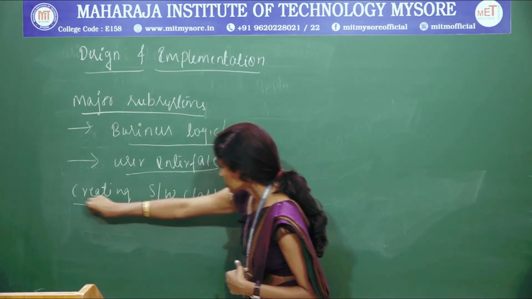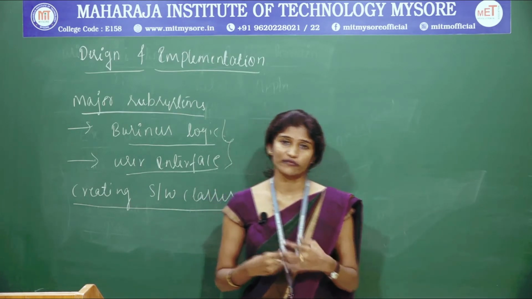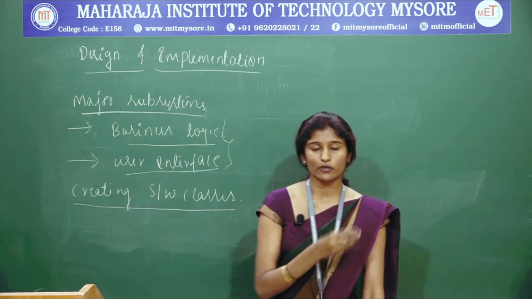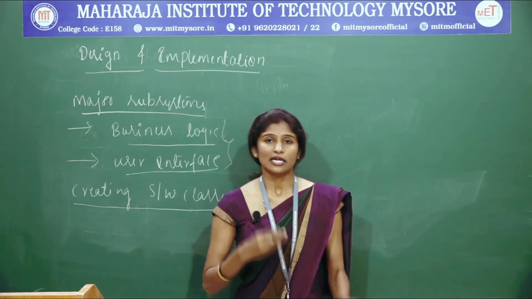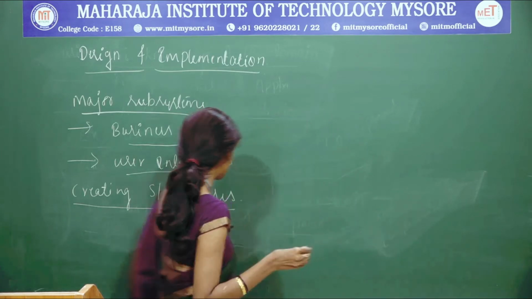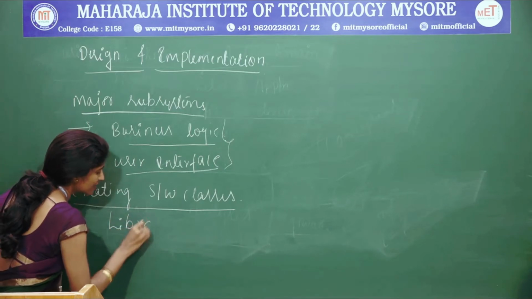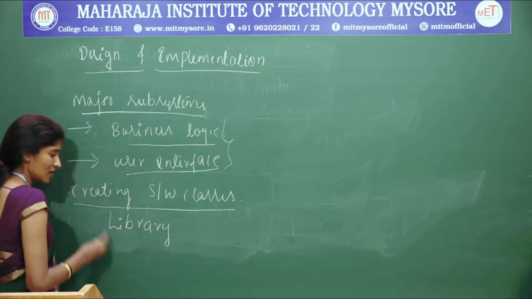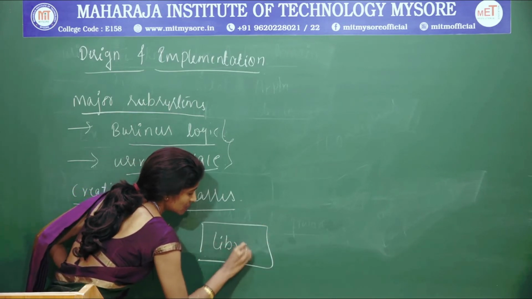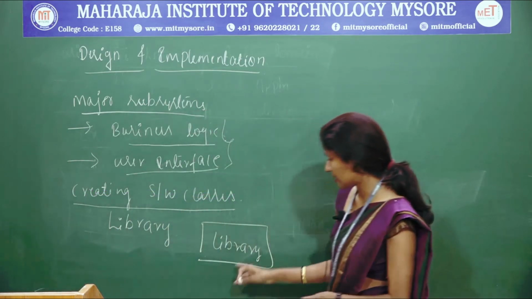And now, creating the software classes. In the first step, we need to create the software classes. How to create a software class? In the previous videos, we have seen how to write the class diagram for each and every class. First, we wrote a class diagram for the library. I wrote a diagram with a single box like this. For a library system, we wrote a class diagram like this.